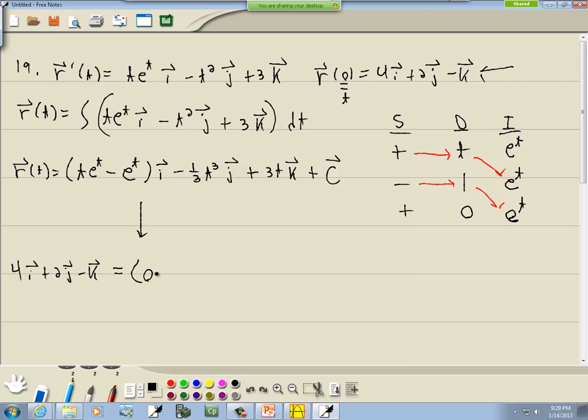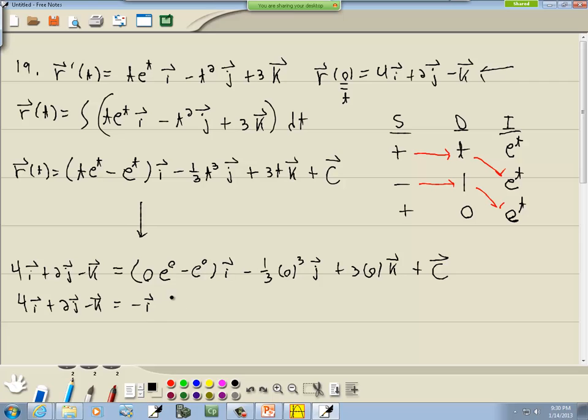So we got 0 times e to the 0 minus e to the 0 i minus 1/3 times 0 to the third j plus 3 times 0 k plus c. So we've got 4i plus 2j minus k. Now 0 times anything drops away, and e to the 0 is 1, so we've got negative 1 times i, or just negative i. This 0 to the third, 0 times 1/3 is 0, so j drops away, this drops away, and we got plus c. This one actually works out nice.